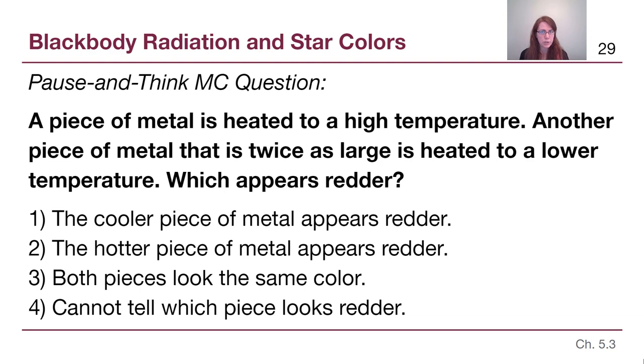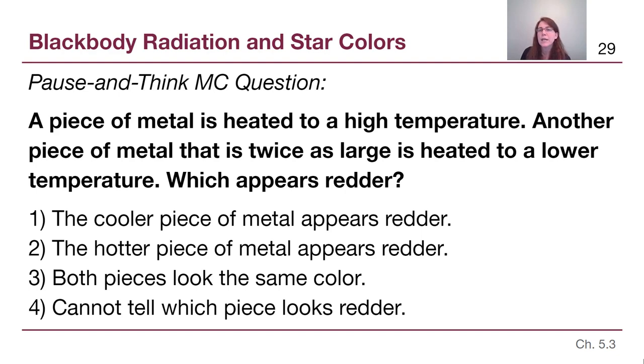Okay, a pause and think question for us. If we have a piece of metal that is heated to a high temperature, and we have a second piece of metal that is bigger, it's twice as large, but it's heated to a lower temperature, which of those two objects is going to appear redder? So read through the options. Pause the video to think through it.